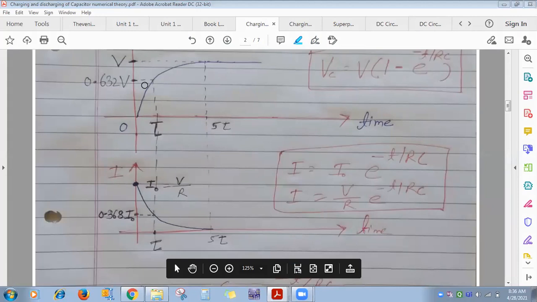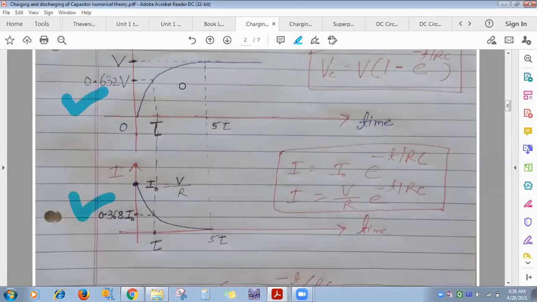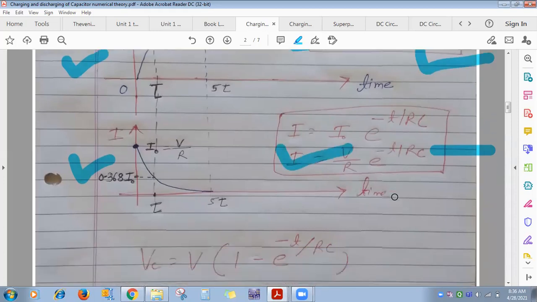So see here, keep these graphs in your mind. These are the 2 graphs: one is of voltage, another is of current, and of these equations, which one is the correct formula? This is an MCQ question with 4 options given to you. During charging, which one is the correct formula for voltage across the capacitor? Which one is the correct formula for current flowing through the circuit during charging?